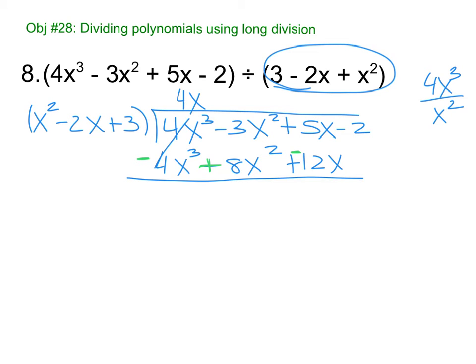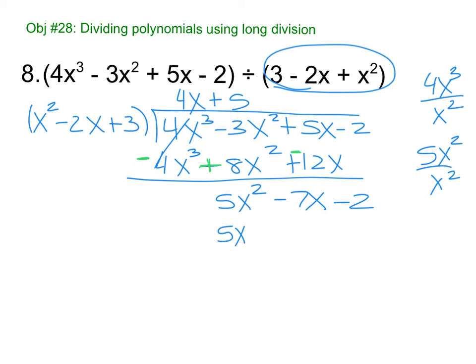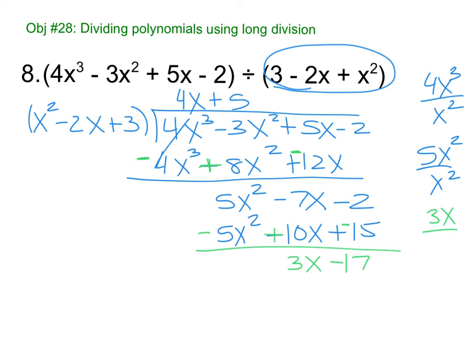So negative 3 and 8 is 5x squared minus 7x minus 2. So then we have 5x squared divided by x squared. So that's plus 5. Distribute 5x squared minus 10x plus 15. Change the sign for subtraction. So notice 3x minus 17. Can we divide 3x by x squared? No, we'll start getting weird fractional exponents, stuff like this. So this is my remainder.